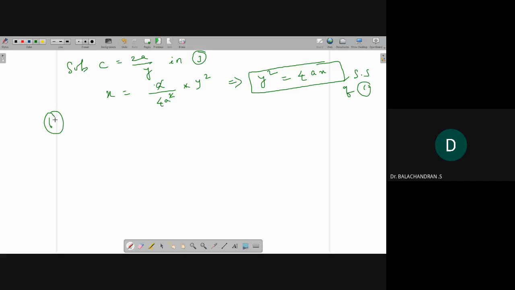So next problem number 6. Find the general solution and the singular solution of y equal to Px plus root of P square plus 1. So try.